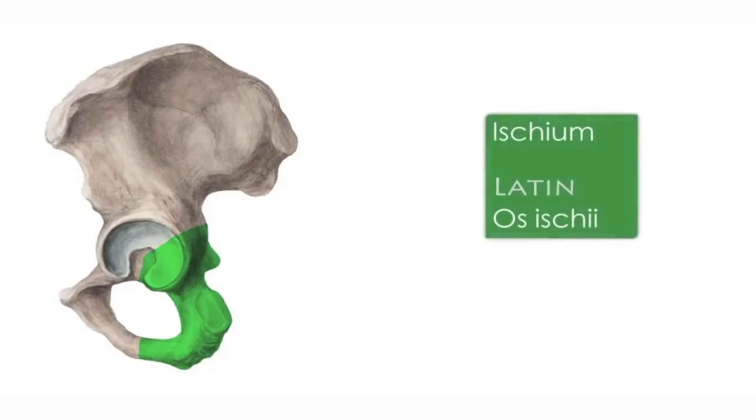This is the ischium. Now the ischium is also divided into two portions, the body and the ramus. And the body is this portion right here, located just behind the obturator foramen. This is the obturator foramen, like we talked about, this large opening. Now the ramus of the ischium is going to be found right here, just below the obturator foramen.